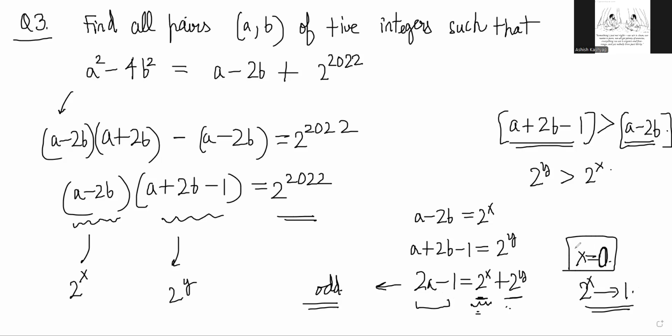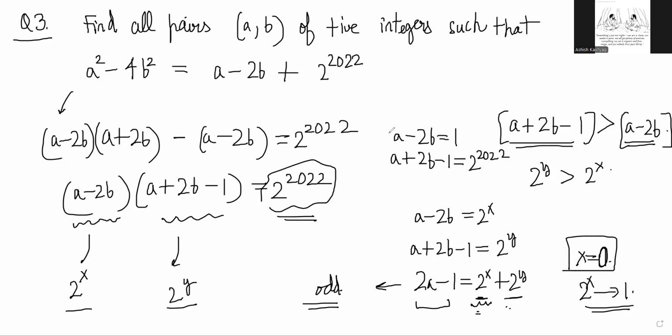And once you put x is 0, you get a minus 2b is equal to 1 and a plus 2b minus 1 is equal to 2 power 2022 because the product of them must be equal to this. So y must be 2022. And now you can easily solve this. This is a simple equation with variables a and b. And when you solve it, you get the answers. A must be 2 power 2021 plus 1 and b must be 2 power 2020.